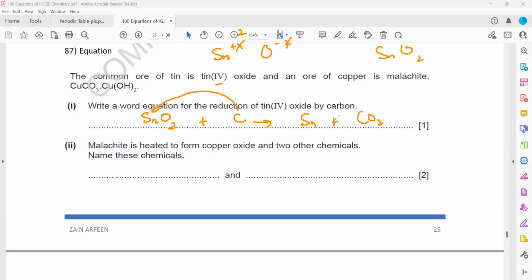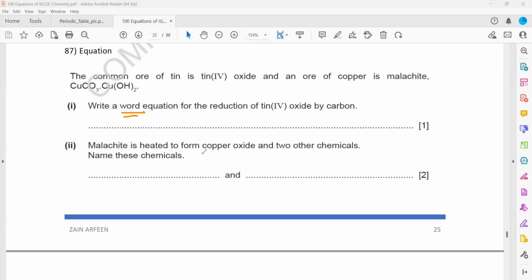Is it clear? Yes, sir. Clear. Okay. It is a word equation, so you will write it in words. You will write: tin oxide plus carbon gives tin plus carbon dioxide. Because it's a word equation, we have to write in words.